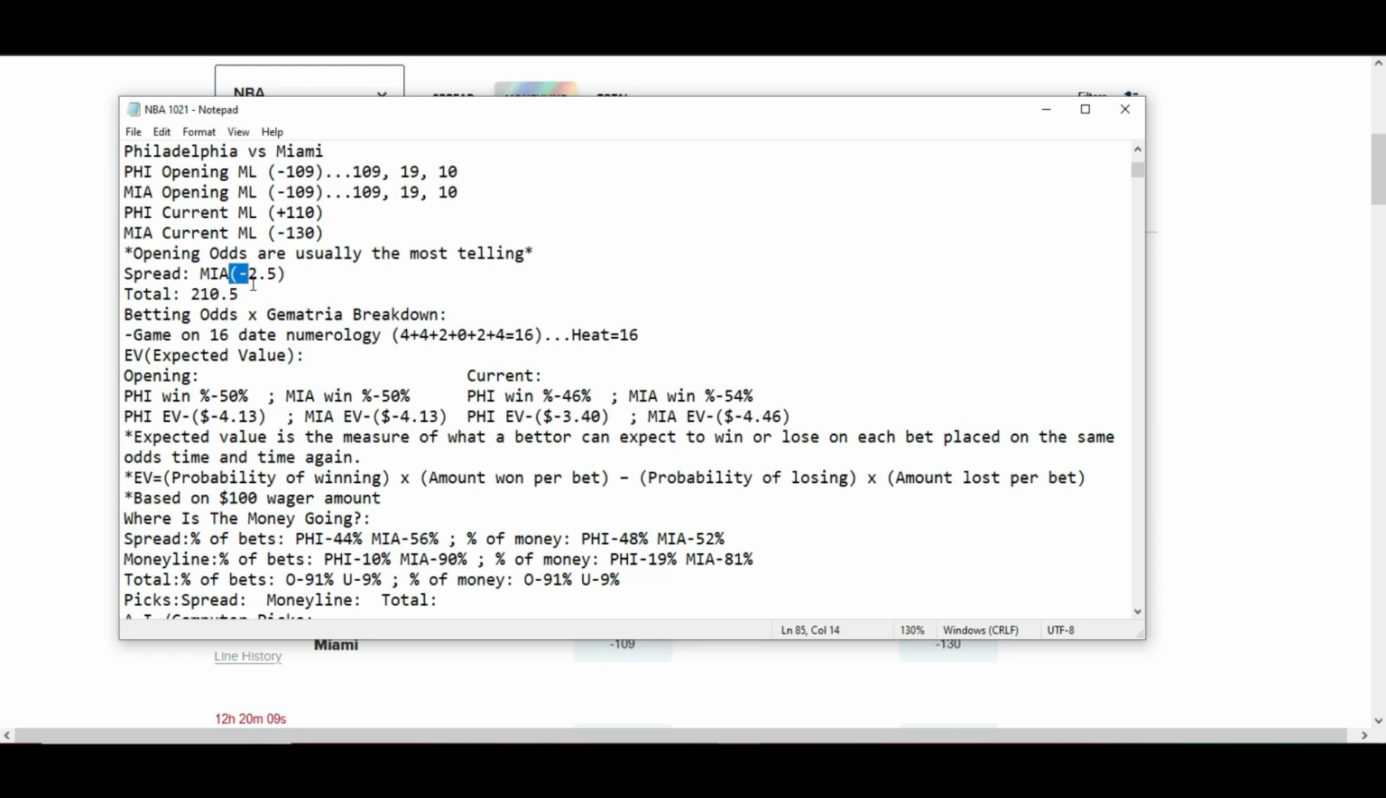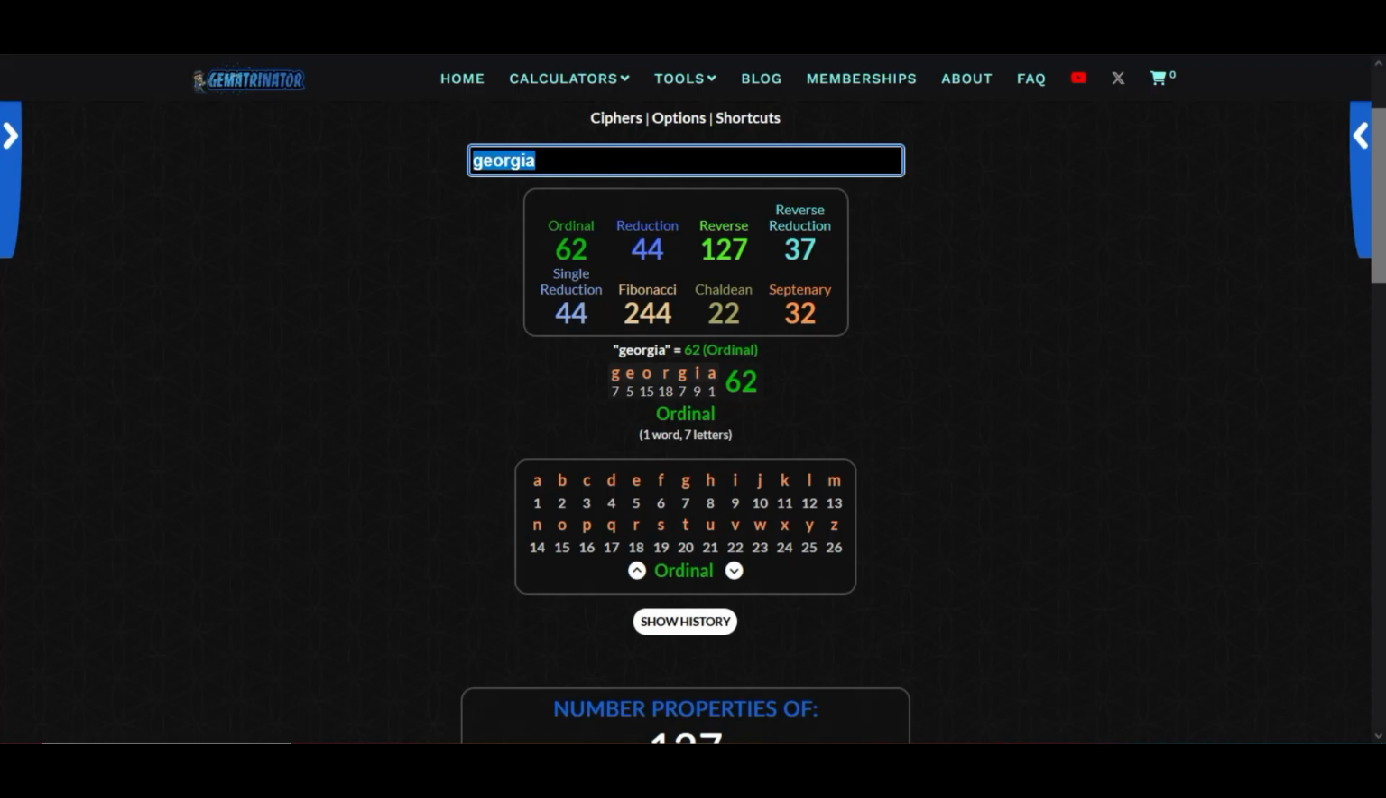210.5 is the total. Really low total for this game. So most people are probably going to bet the over, as I can see here. Over 91%. Yep. But yeah, game on 16 date numerology: 4 plus 4 plus 2 plus 0 plus 2 plus 4 equals 16. And Heat equals 16.